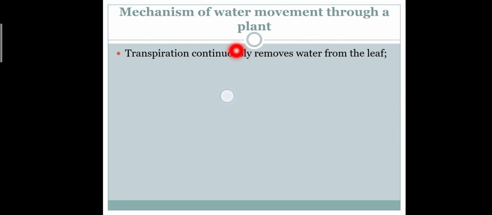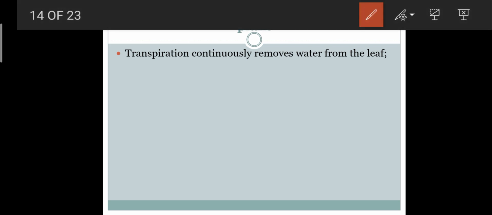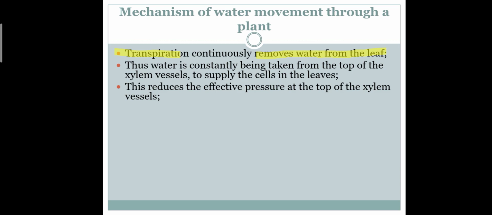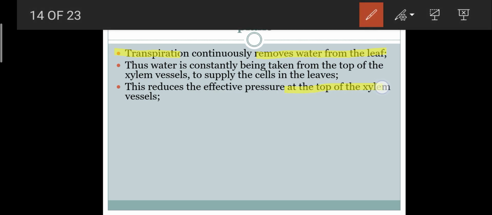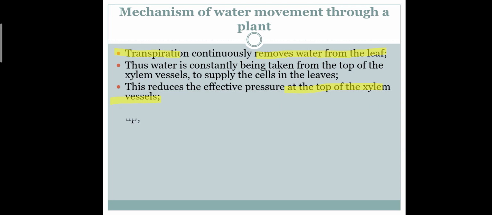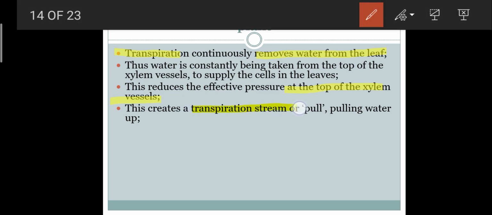Now we will discuss the mechanism of water movement through the plant. Transpiration continuously removes water from the leaf. So water is constantly being taken from the top of the xylem vessels to supply the cells in the leaves. This process reduces the effective pressure at the top of the xylem vessels. This creates a transpiration stream, or pull, which pulls the water up.